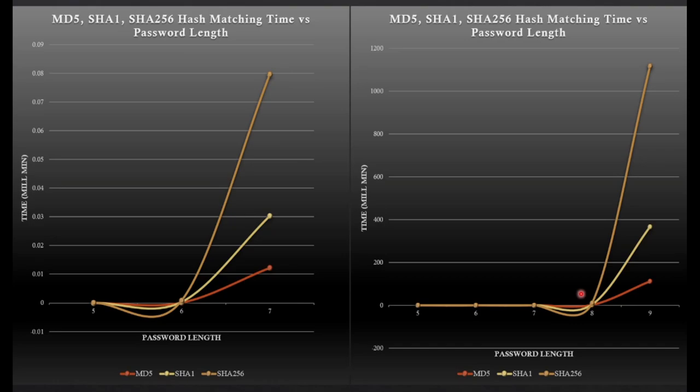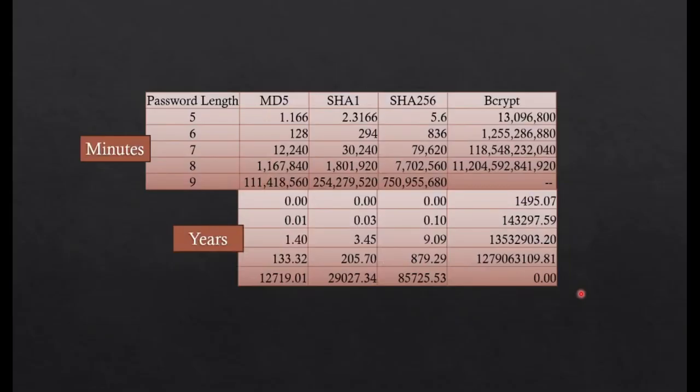Like everything on this graph would just look flat. So we just kind of excluded it for the sake of actually being able to show the data. But yeah, bcrypt with a password length of 5 up on this top row. That takes, let's look down here at years. It takes 1,495 years just to crack that password length of 5. So there's some pretty good hashing algorithms out there that are very resistant to this type of attack.